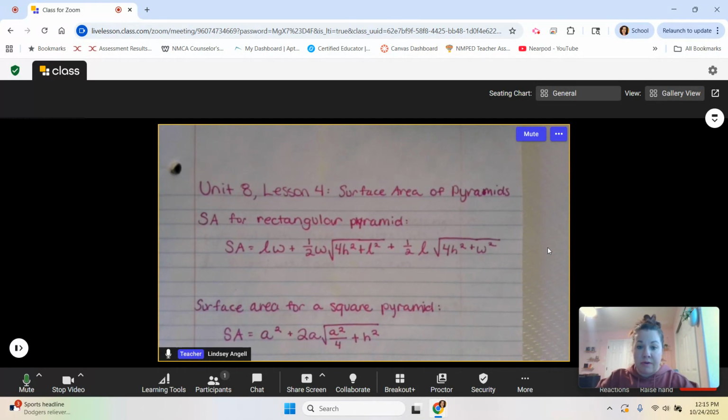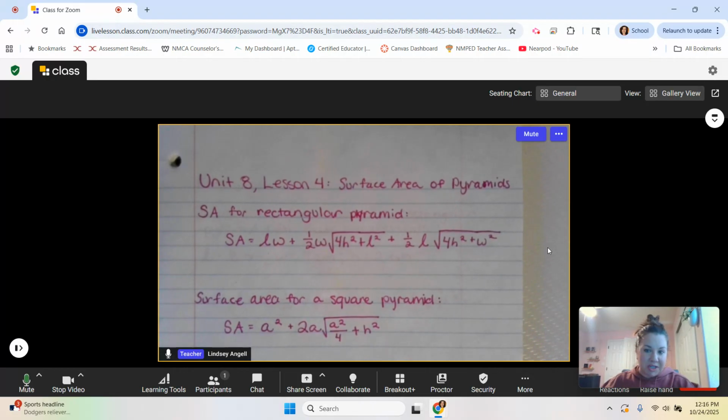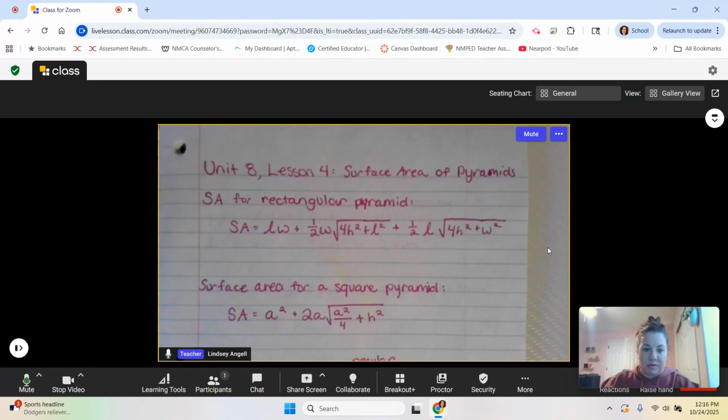The surface area for a rectangular pyramid is the length times the width plus 1/2 times the width times the square root of 4h squared plus the slant height squared plus 1/2 times the slant height times the square root of 4 times the height squared plus the width squared. Holy moly, right? But we're going to walk through it. Make sure to pause the video if you need to and take notes.